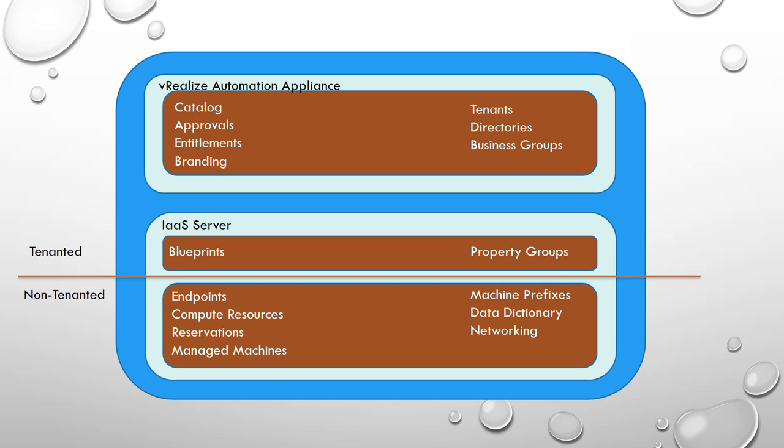As you can see, all the services or elements, should I say, that are above the red line are tenanted, and all that are below the red line are non-tenanted. So the services or the components above the red line will be visible only to the tenant in which they were created. But the services or components below the red line will be visible to all the tenants. Now, if a particular tenant wants exclusive access to the non-tenanted services, it is going to require its very own vRealize automation instance.